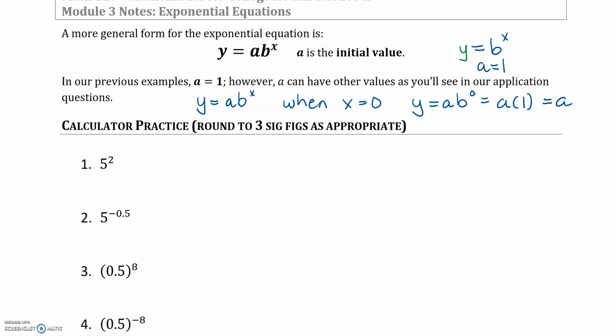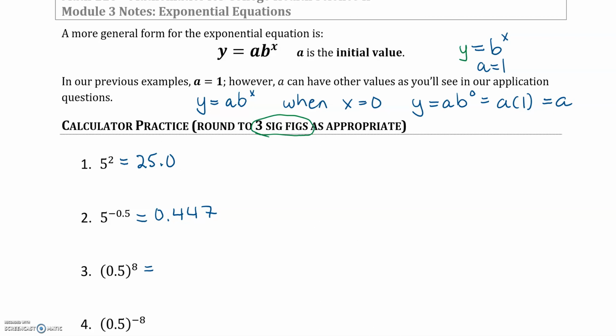Before we look at any other exponential equations or graphs, I want to take a few minutes to practice with your calculator and also look at practicing rounding your final answers based on 3 significant figures. Example 1 has 5 to the power of 2, so locate the exponent button on your calculator and we're going to round this to 3 significant figures. 5 squared is 25, but to 3 sig figs it's equal to 25.0. You can also use negative exponents, so 5 to the power of negative 0.5 is 0.447 rounded to 3 sig figs.